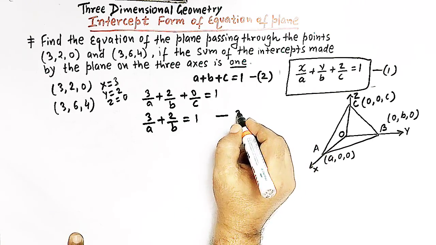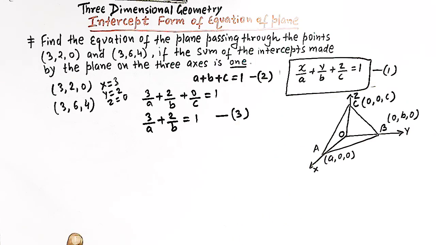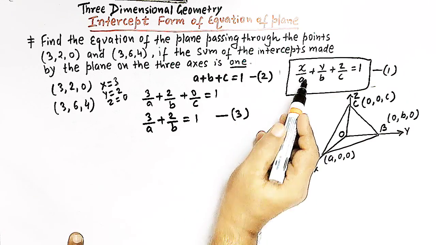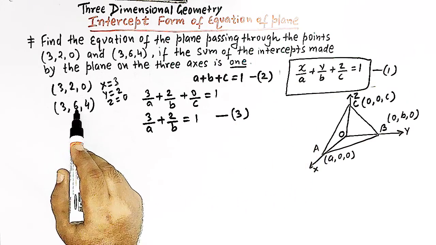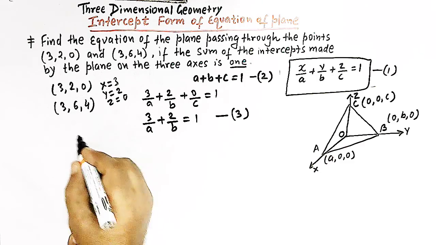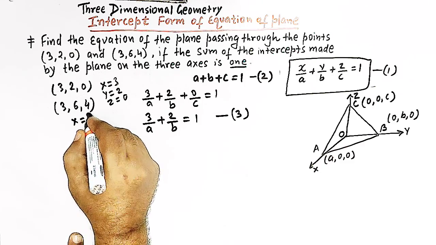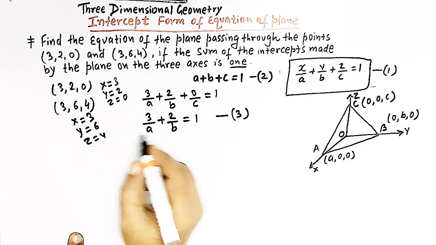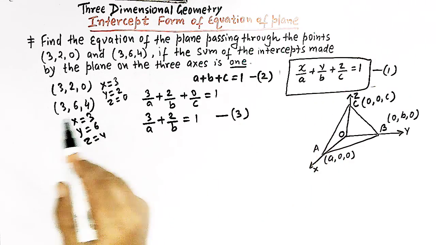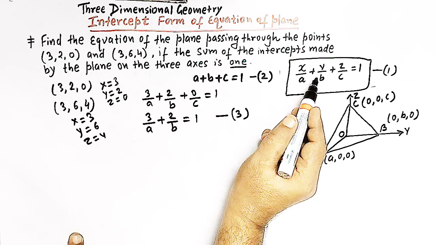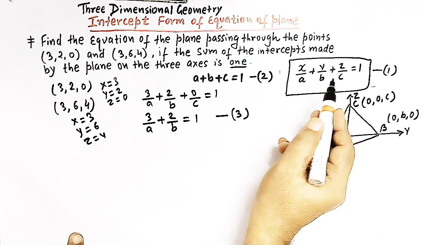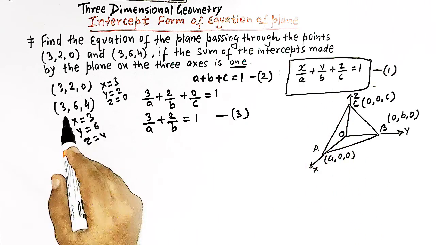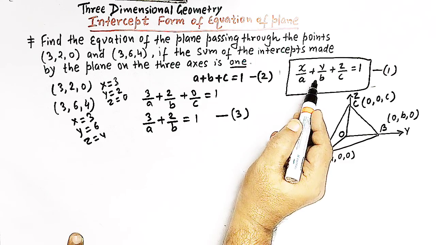So we can take this equation as equation 3. Now this plane also passes through this point (3, 6, 4). So taking x is equal to 3, y is equal to 6 and z is equal to 4 in this equation, because this point also satisfies the equation of this plane. That is, these 2 points lie on this plane.